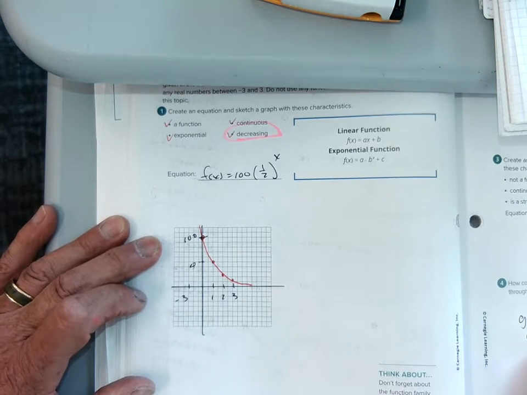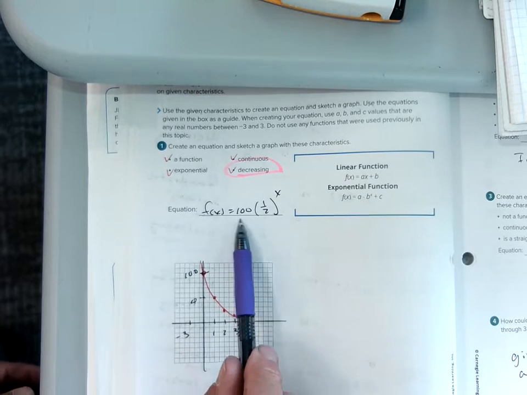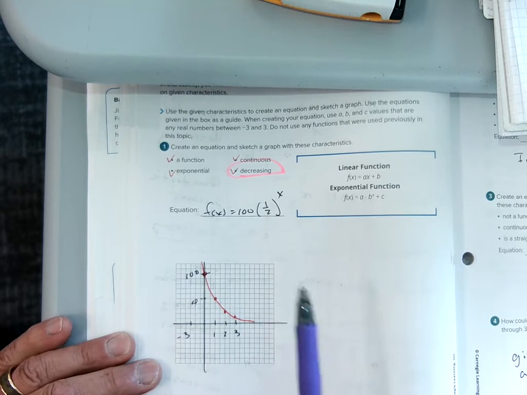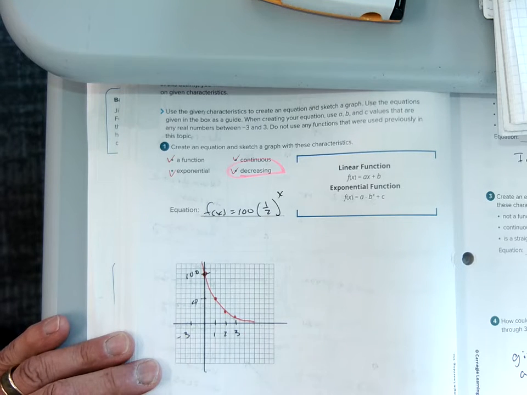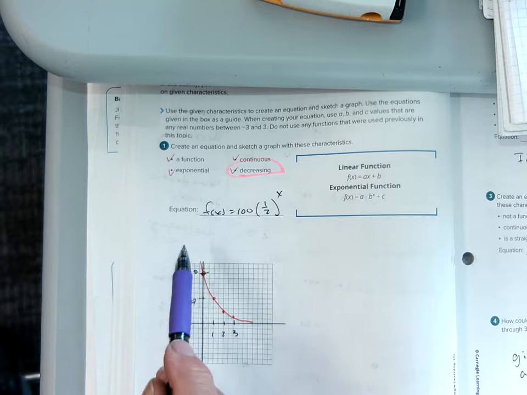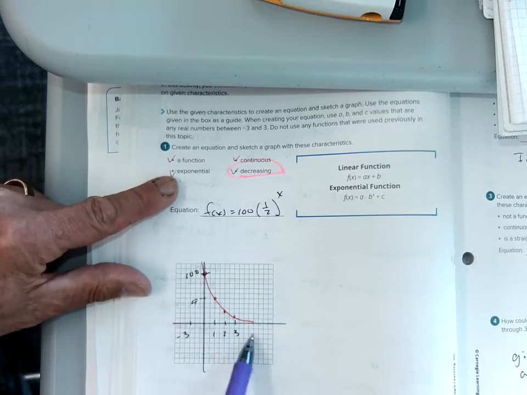Now, the equation I picked, and it could have been a lot of different things, is 100 times 1/2, because I took half, to the x power, because that makes it an exponential, okay? All right, again, I picked these numbers, but it had to be a function, continuous, exponential, and decreasing.